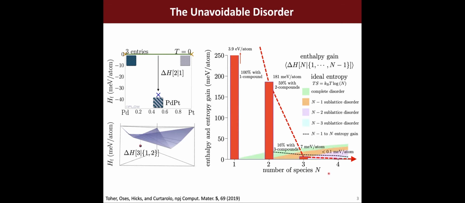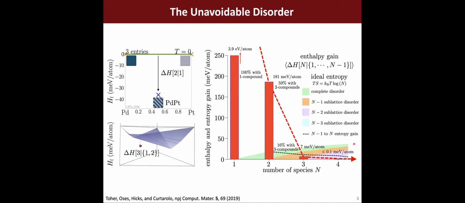Now, if we compare this with the ideal disorder, this was a picture that Dr. Cuderola presented in the keynote speech. You see that entropy quickly overtakes the enthalpy gains. Okay, so this is just for the ideal entropy. This is complete disorder.